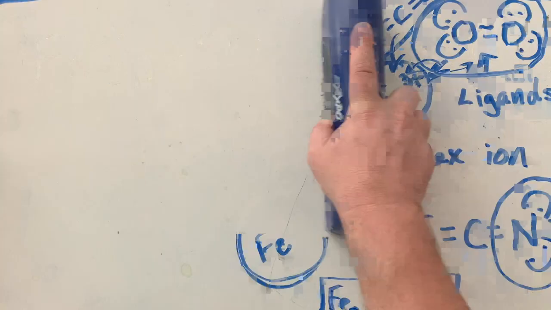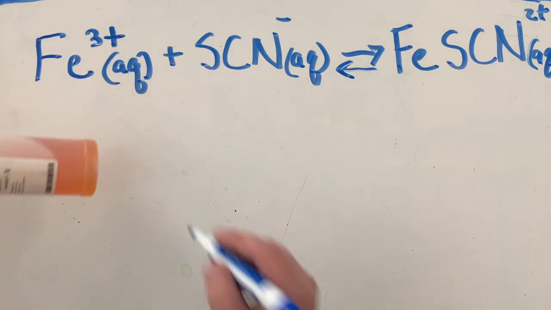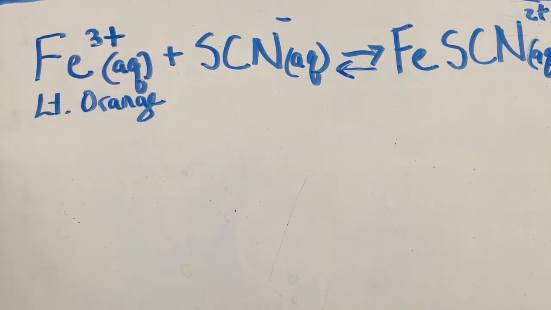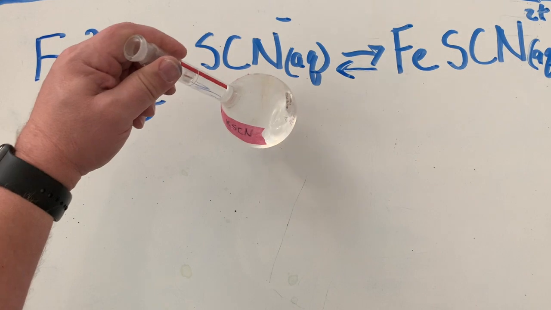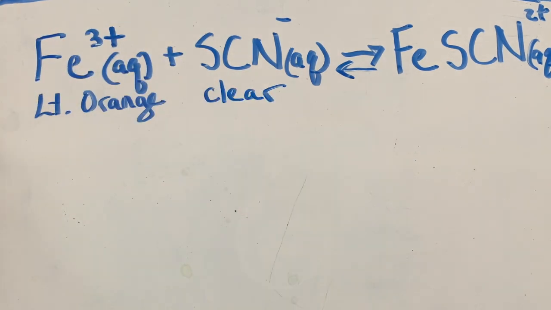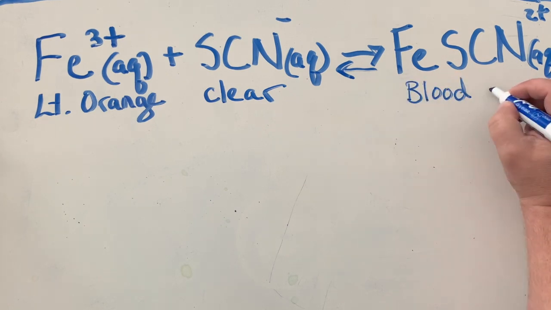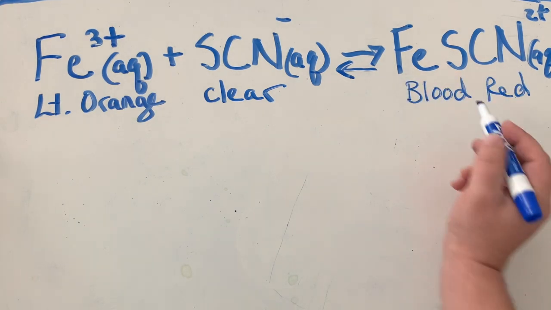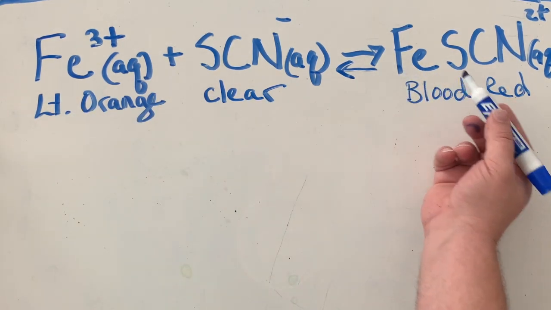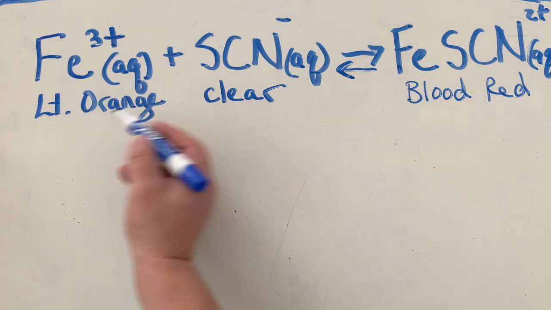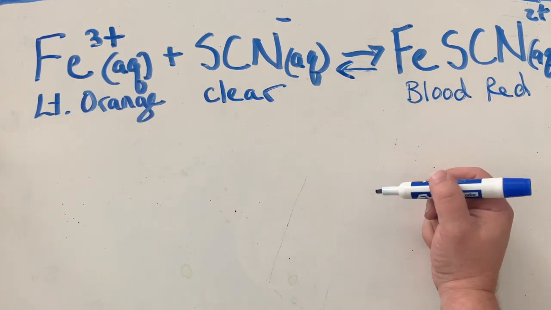Now the Fe3+ is this color. So it's a light orange. The thiocyanate is this color. It's clear. And when we form the 2 together, you'll notice it'll turn blood red. So as we manipulate this equilibrium, we should be able to move back and forth between the 2 colors. And that's the experiment we're going to run.